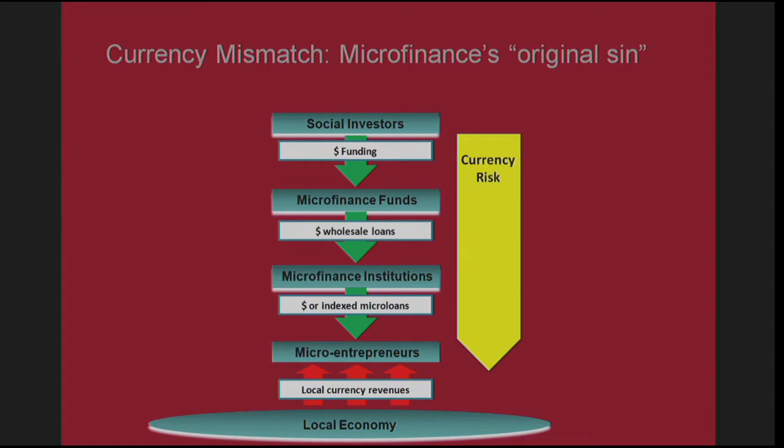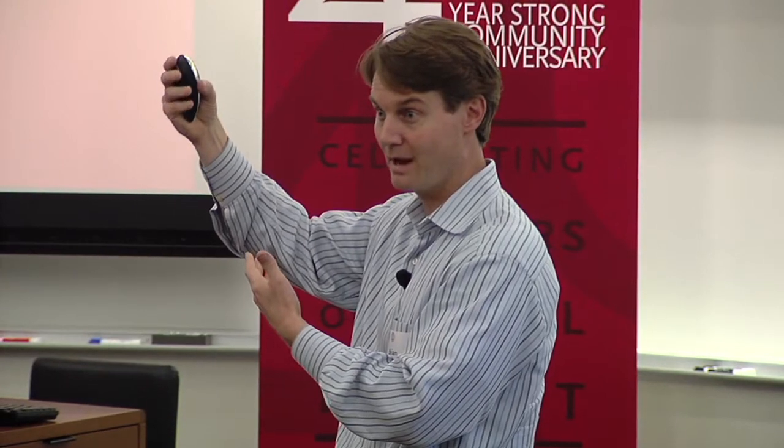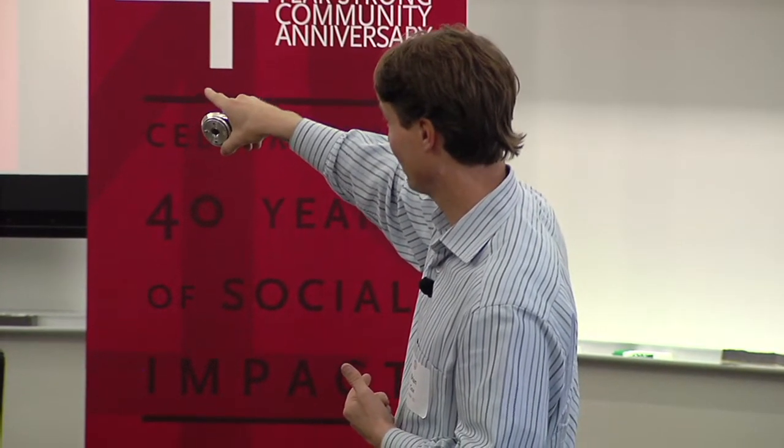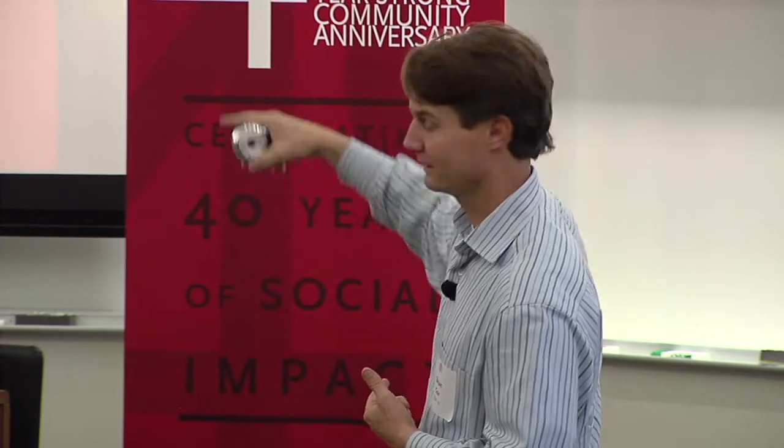And whoever is caught at that point of exchange, if the local currency devalues relative to the dollars and euros coming down from the top, basically they're screwed. Because all of a sudden, the loans that they need to repay are worth more than the revenues that they have coming up to repay them. And unfortunately, in microfinance, the person who gets screwed is usually the micro-entrepreneur, or at best, the microfinance institution, the weakest link in the chain.